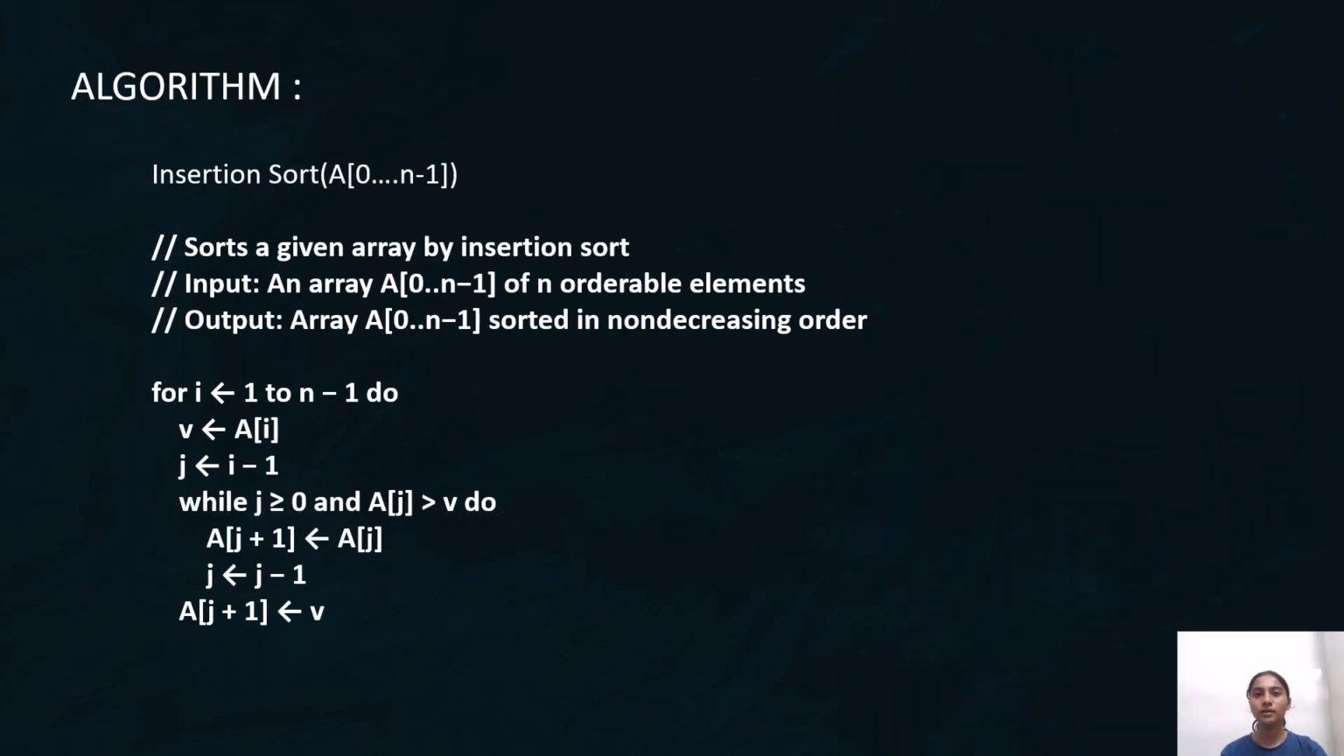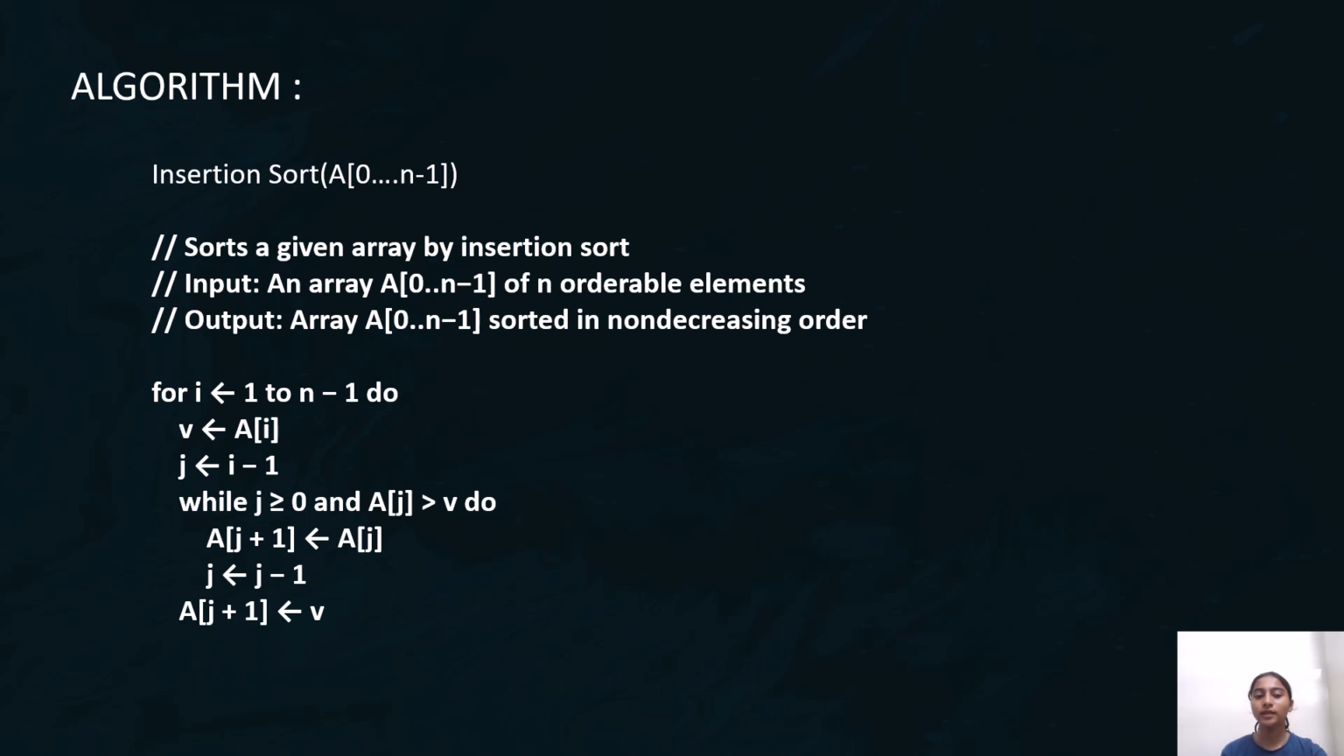Now we will see the algorithm of insertion sort. We will start from the second element of the array. Since we assume the first element is already sorted, we will repeat this process until the last element. Then we will store the key element, the element we want to place in the correct position. Next we start comparing this key element with the previous elements to find its correct position.